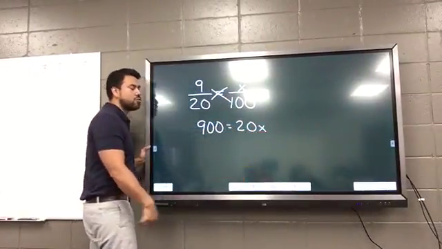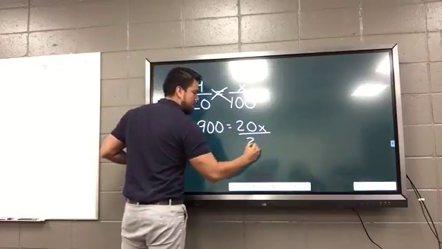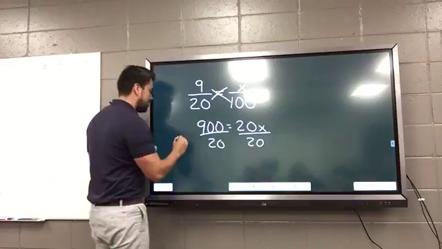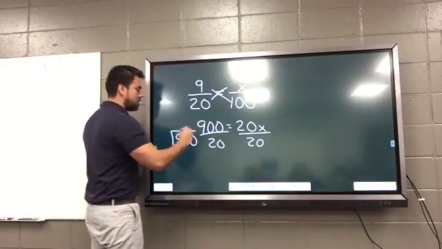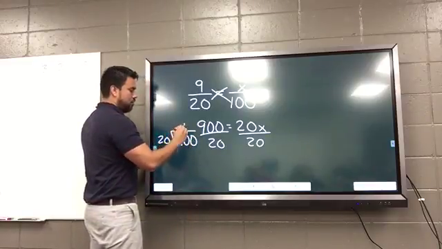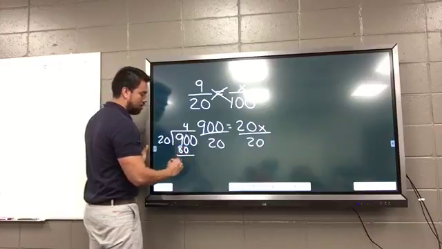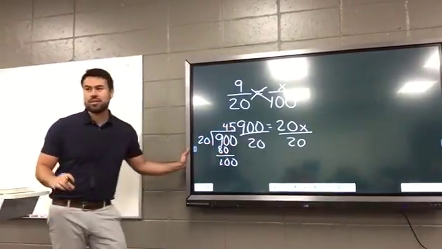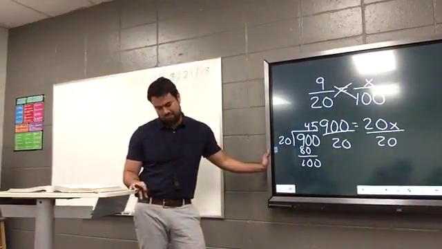What do I do to solve for x? Good. Divide by 20. And again, many ways to do that. 900 goes into 20, 4 times. 80. 100. 5 times. What's my answer? 45.